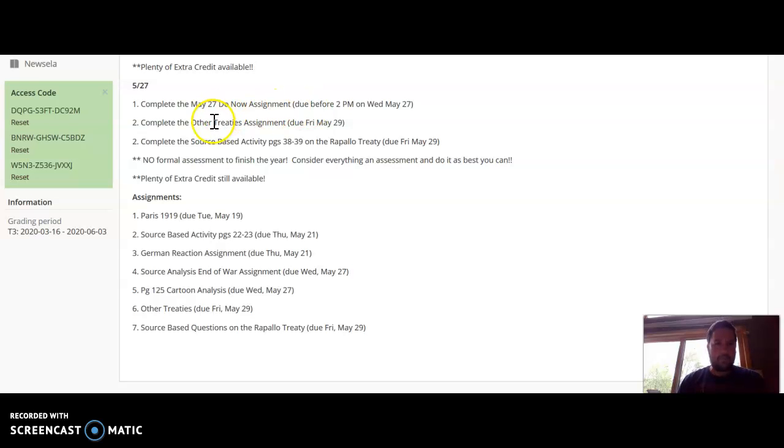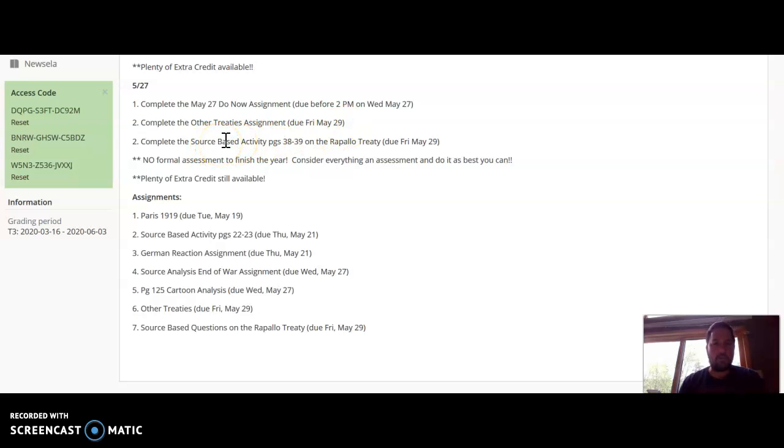Second, complete the other treaties assignment. That's due on Friday, May 29th. It's commonly misunderstood that the Treaty of Versailles was the only treaty signed. That's not the case. Separate treaties needed to be addressed to all of the other Central Powers nations. So you'll be looking at those other treaties and determining whether or not they were fair, similar to the activities that you've been doing with the Treaty of Versailles.